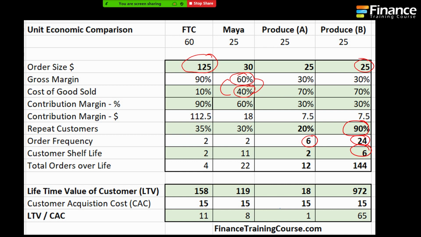See, so we're saying increase the order size, that's one. Increase your margin, that's two. Increase your customer retention, that's three. Increase the order frequency, that's four. Increase the amount of time you retain a customer, and that's five, right?